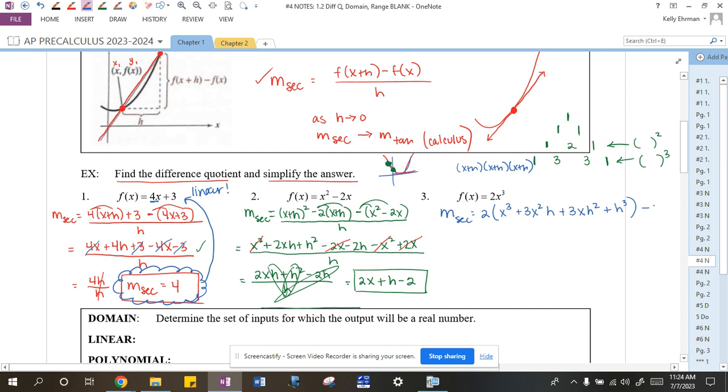Minus, don't forget to subtract, f of x. It's just one term. All over h. Again, I don't want to make any mistakes, so I'm going to distribute and show myself the distribution. It's easy to forget to multiply something out or just make a silly mistake, so just take the extra second here.